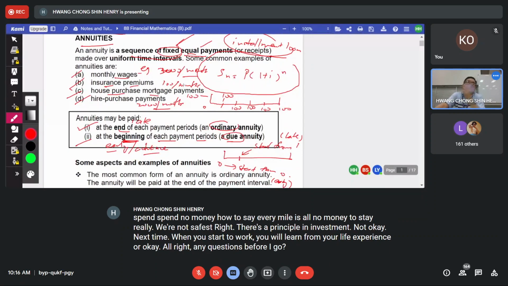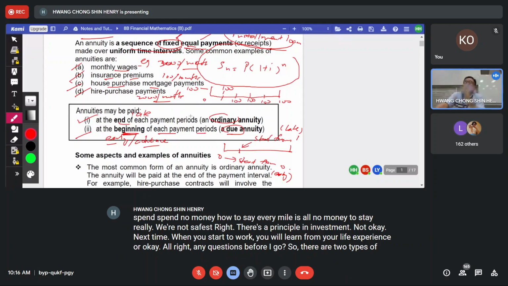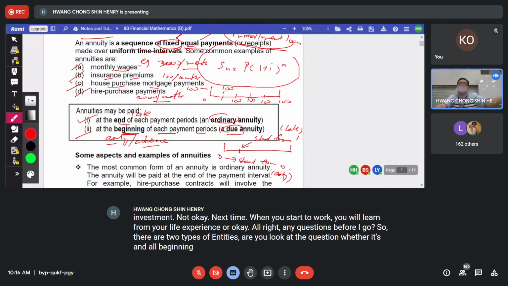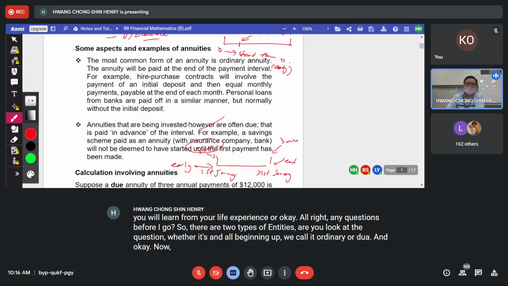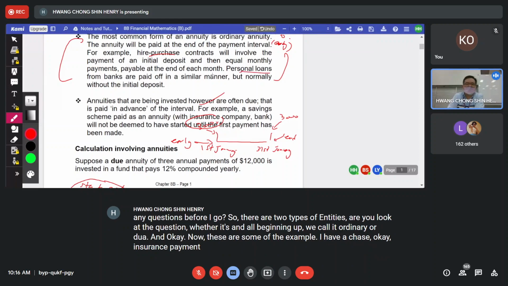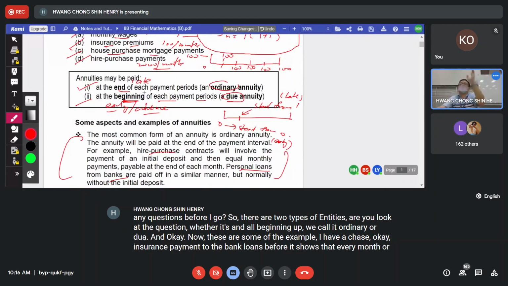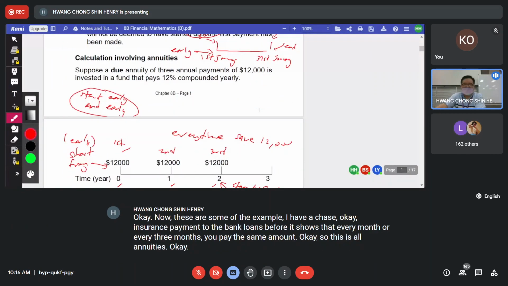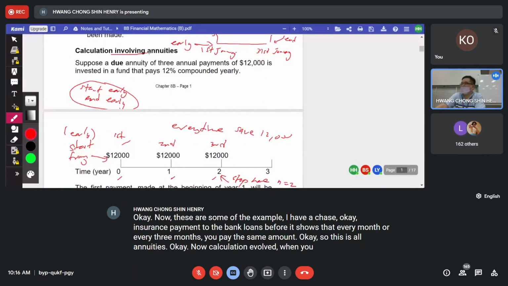So there are two types of annuities. You look at the question whether it's end or beginning. We call it ordinary or due. Can? Okay. Now these are some of the examples I mentioned: hire purchase, insurance, payment to the bank, loans. These show that every month or every 3 months you pay the same amount. Okay, so these are all annuities. Now, calculations involving annuities. Let's go to this example.